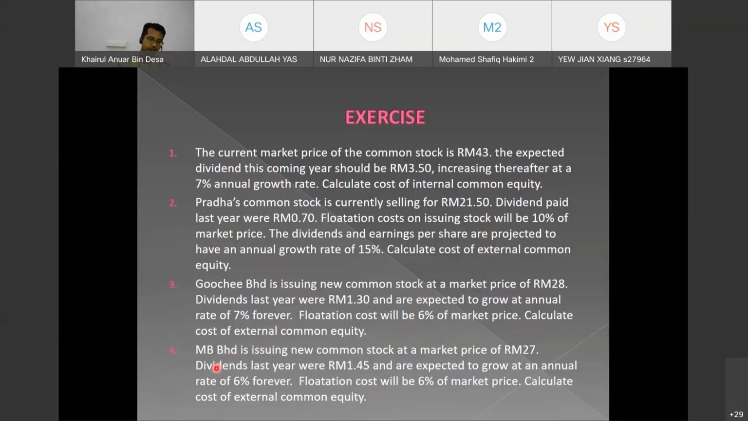And the last one, number 4. MB Berhad is issuing new common shares at a market price of 27. Last year's dividend was 1.45, expected to grow at an annual rate of 6% forever. The flotation cost involved is 6%. Calculate the cost of external common equity.